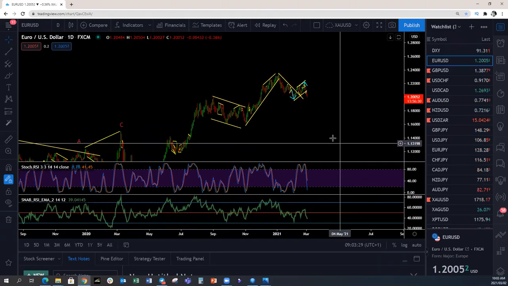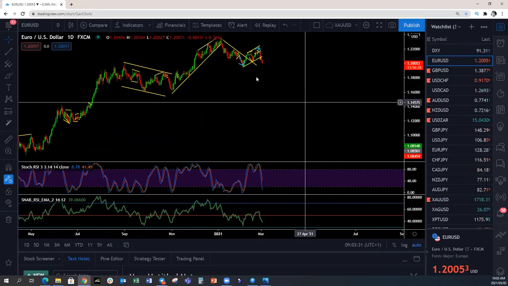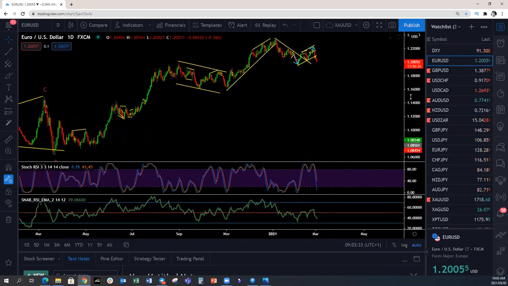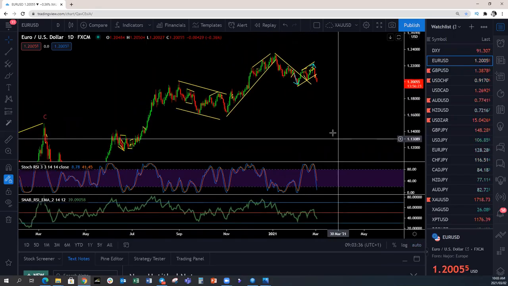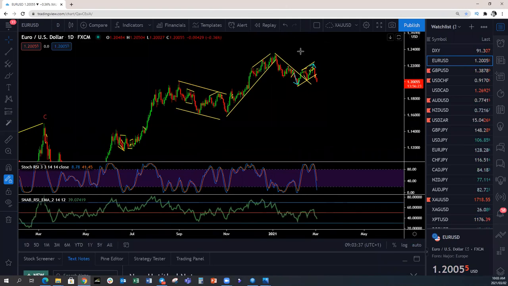Euro US dollar is going as usual as we expected. Looking very good. I'm in the Euro US dollar trade to the downside, but do not get too excited. If you look at what is happening currently with the Euro US dollar, it has happened exactly just a couple of months back, just 3 months back.